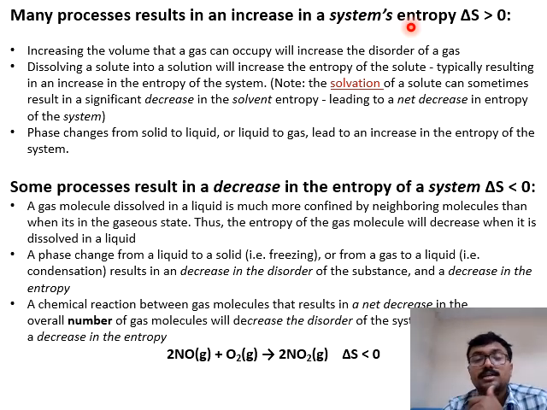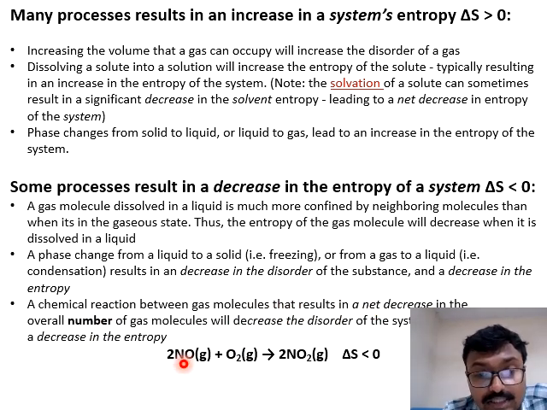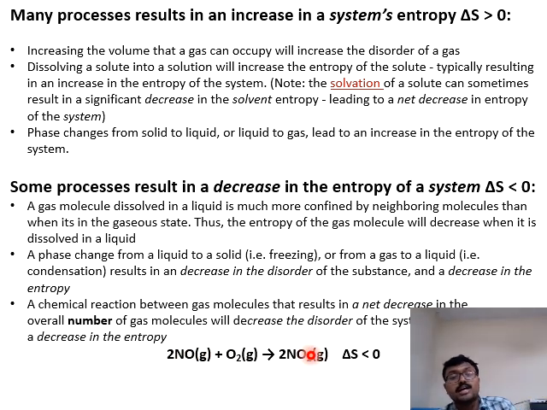But there are some processes where the process is spontaneous but entropy decreases. For example, a chemical reaction between gas molecules that results in a net decrease in the overall number of gas molecules. For example, this one, nitric oxide plus oxygen producing nitrogen dioxide. Initially there are 3 molecules. After the reaction there are 2 molecules. So we can see here entropy decreases because there are fewer molecules.